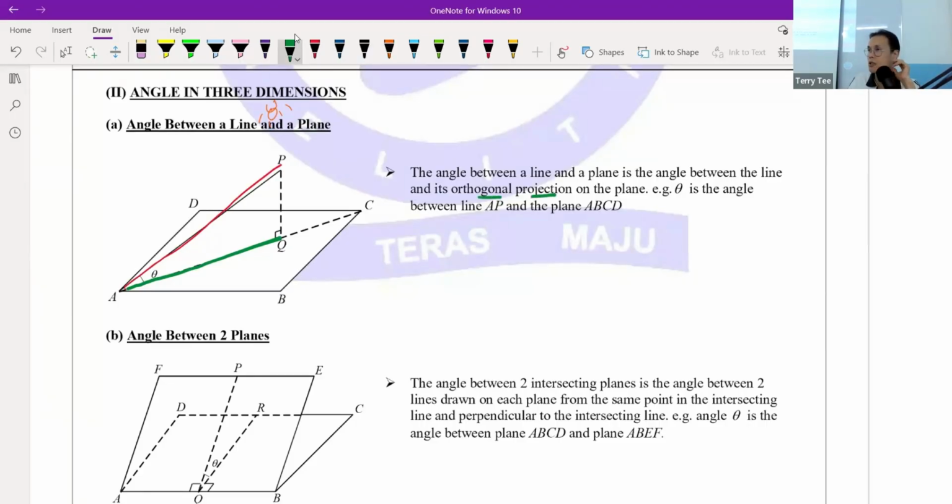We learned in Form 3, plans and elevation, right? So we view from the top, what do you see? You see this line, right? So this is the shadow. So if you want to find the angle between a line and its plane, it will be the angle between the line and its shadow on the plane, right? So there you go. That's first line.